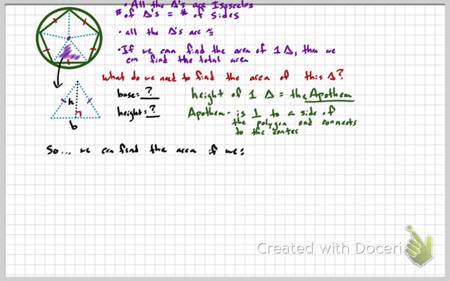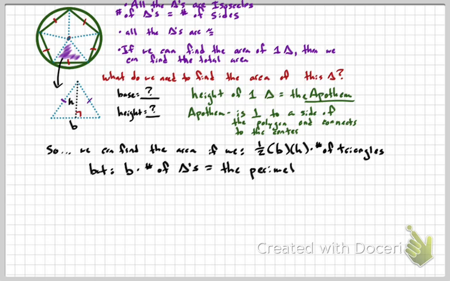So we can find the area of our regular pentagon if we had the base length, we had the height length, and we had the number of triangles. Okay? If we had all that information, if I knew what this orange was and I knew what this orange was, I could just plug those numbers in, and in this case I'd multiply it by 5 because I have 5 triangles. However, there's an easier solution to this.